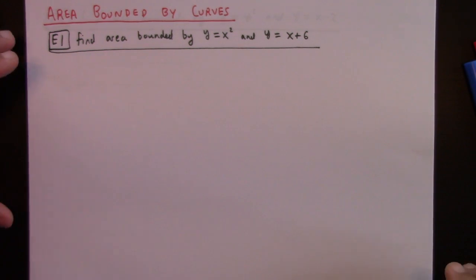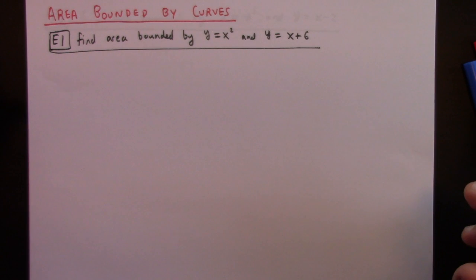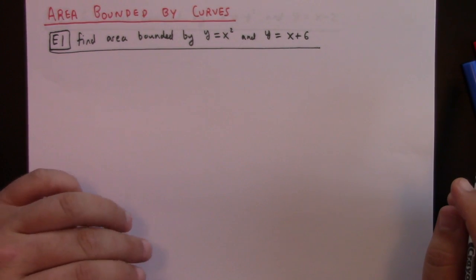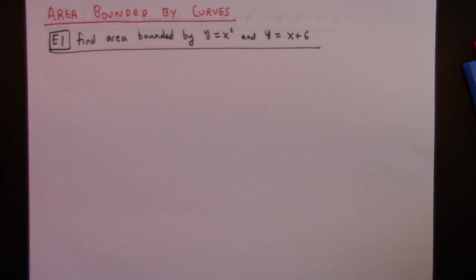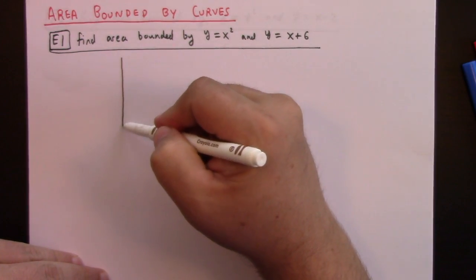Alright, so our next review topic is how to find areas bounded by curves. Really the main problem here is figuring out what it is that you're actually looking at. We need to know how to graph things, of course. Let's get started with this one.